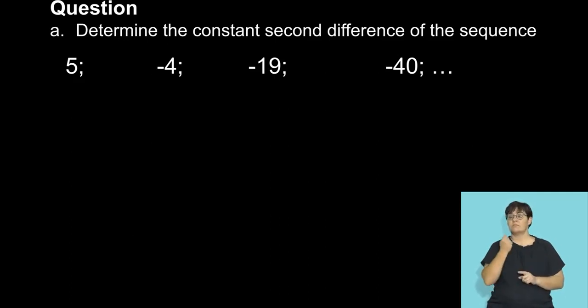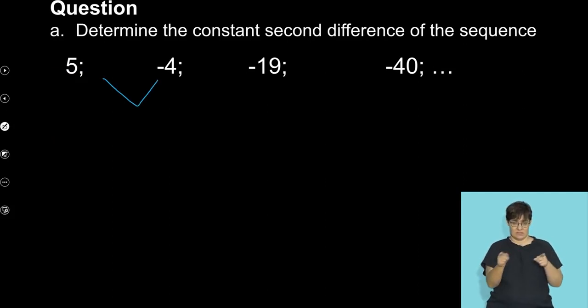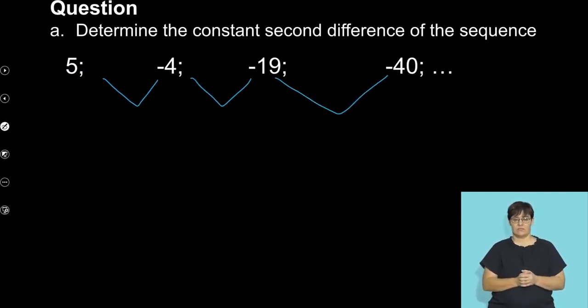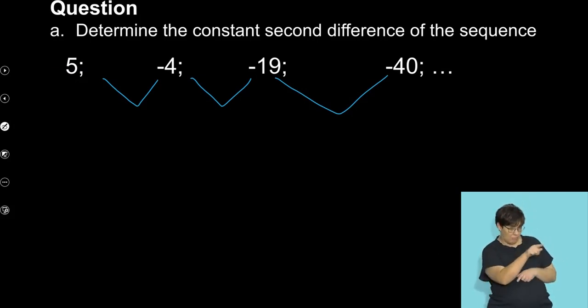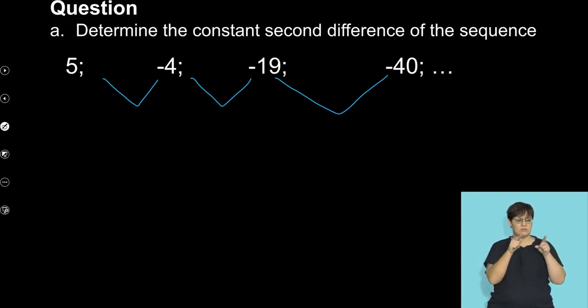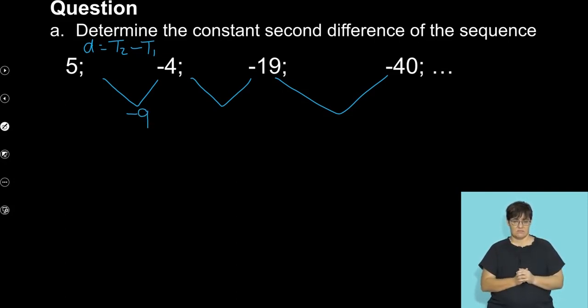So A is asking me to determine the constant second difference of the sequence. But in order to get my constant second difference, I actually have to first work out what my first differences are. So if I ask myself, and I'm going to ask you at home as well, what is the difference if I'm moving from a term value of 5 to a term value of -4? You can also substitute in your D, which is T2 minus T1. -4 minus 5 will give me that the first term of the first differences is -9.